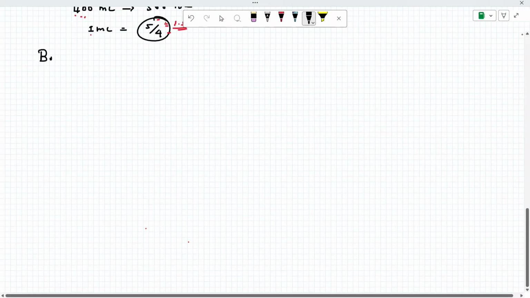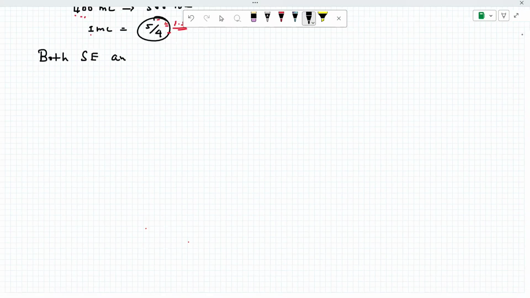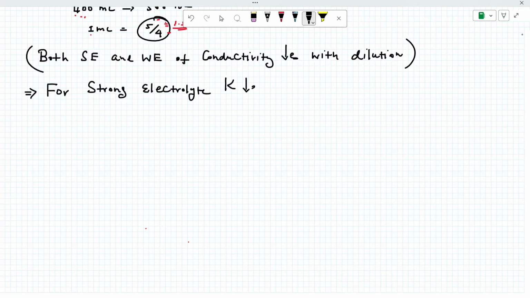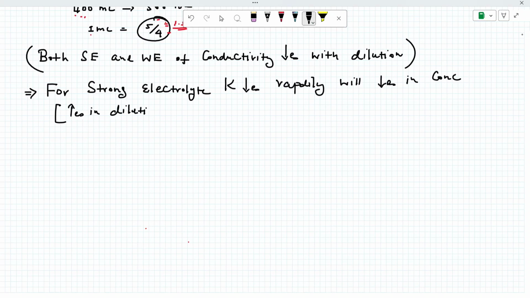Both strong electrolyte and weak electrolyte have conductivity that decreases with dilution, but there is a change. Please note what change. For a strong electrolyte, the kappa value decreases rapidly as concentration decreases, that is, as dilution increases. Important, please note.